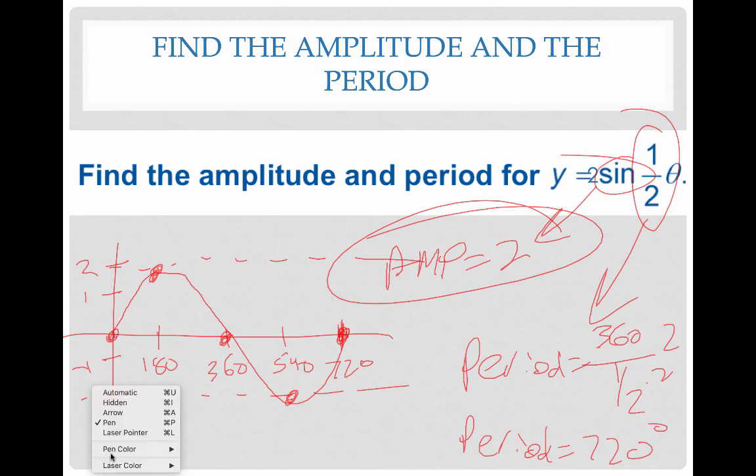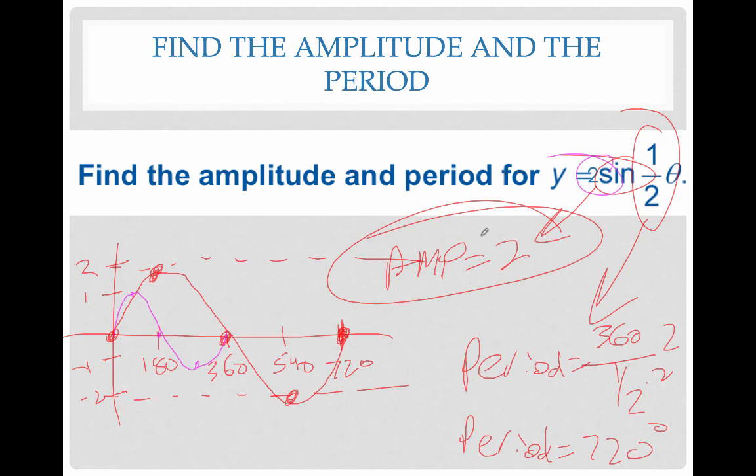Let me change that pen color. If I had graphed a normal one, magenta. If I had graphed the normal one, it would have been at 90, and then it would have been here, and it would have been here, and it would have been back, and it would be real quick. So you can see the half slows it down, and the 2 makes it taller. And then I could go again.